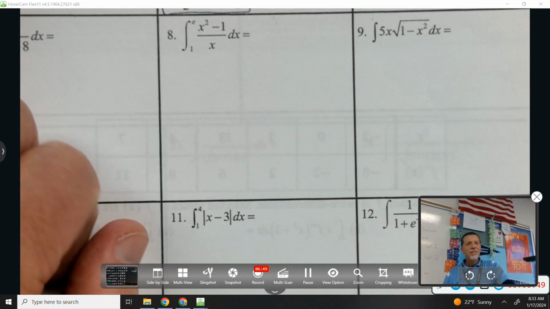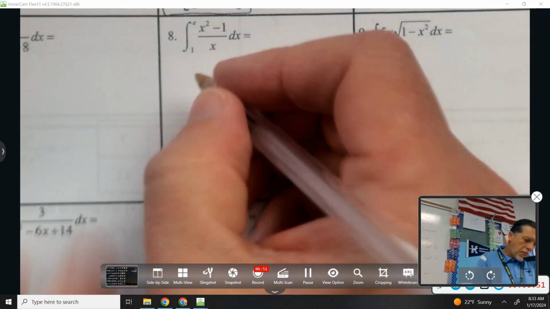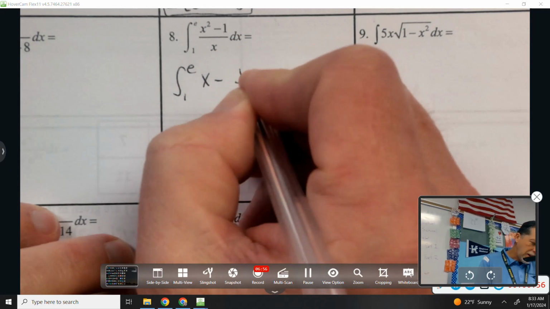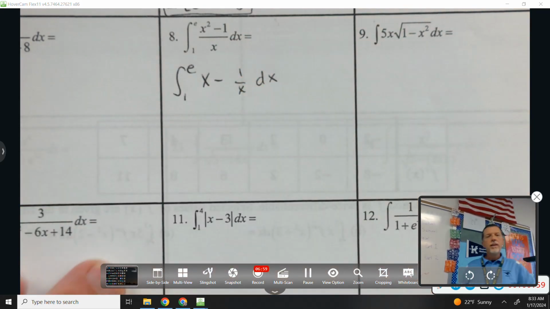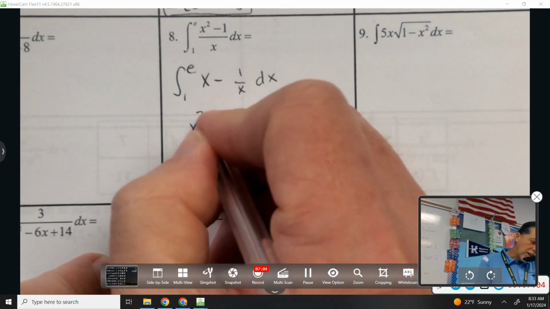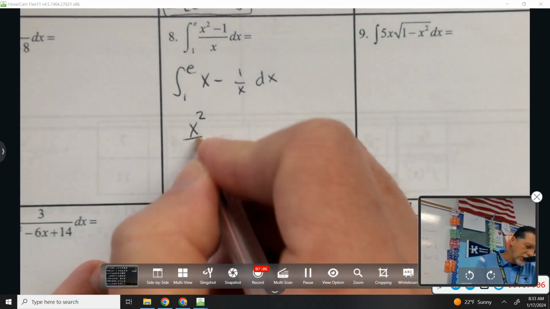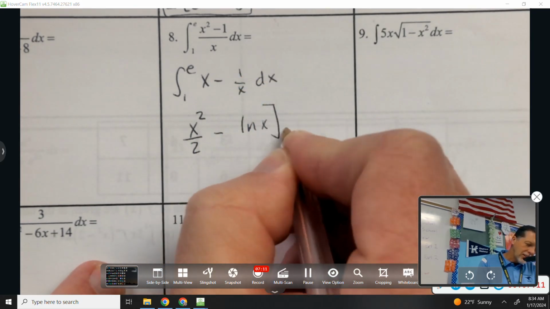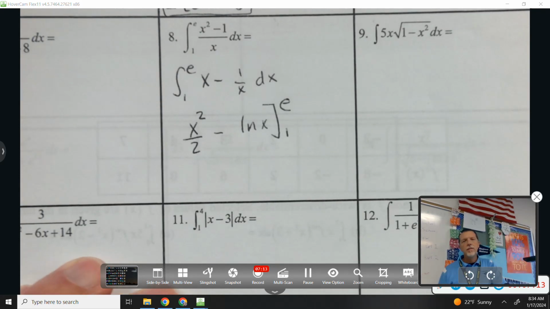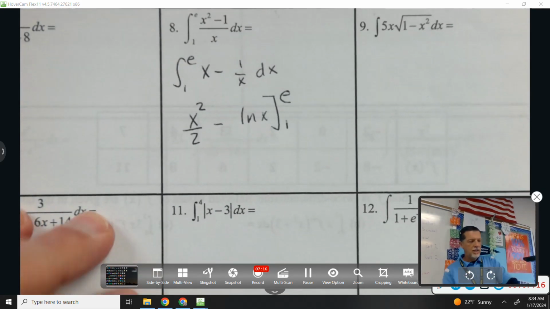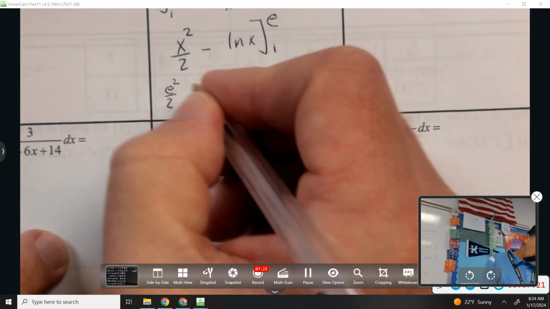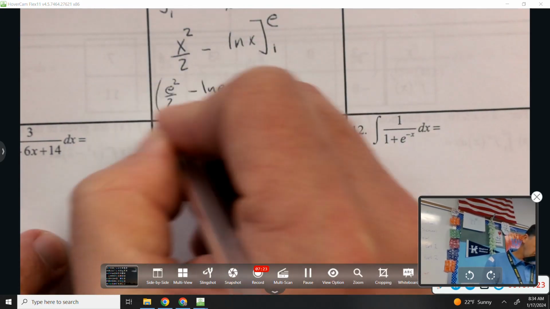Let's divide. So I can do some algebra first on this one. So x squared over x is x, minus 1 over x. So after we divide, this is pretty easy. Antiderivative of x is x squared over 2. Antiderivative of 1 over x is natural log of x, from 1 to e. Since the safe stop is approaching soon, e squared over 2 minus natural log of e.